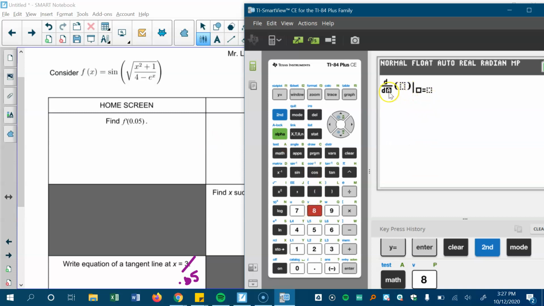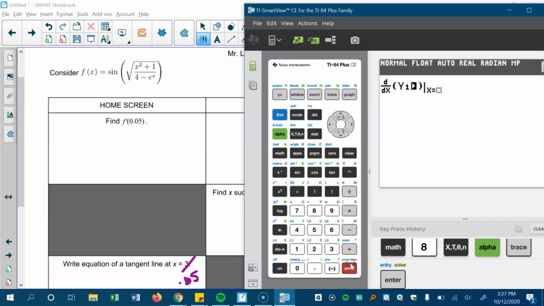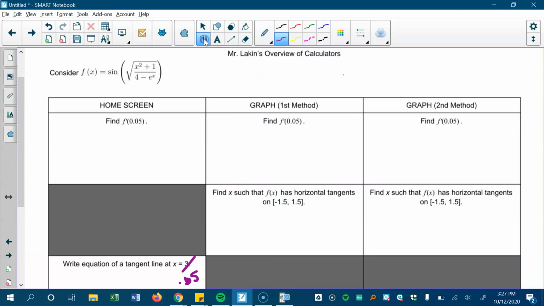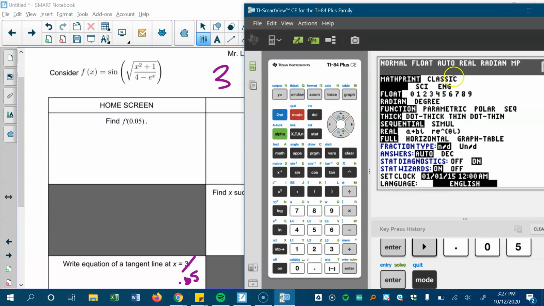And what I'm going to do is type in an x here for the newer calculators. Here's another good tip to know. Since I already put that function of y equals, I don't really want to retype it. So I'm going to do alpha trace. Alpha trace is y1. And then I'm going to do x equals, and I'm just going to type in that value of 0.05, and I'm going to see what the slope is. Okay, and the slope is about 0.111. Please note we only use 3 decimal places in this class, and that's all the AP requires as well, 3 decimal places. One thing I also didn't note is that our mode in calculus will always be in radians.